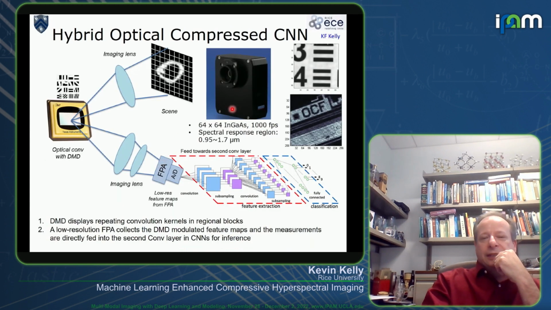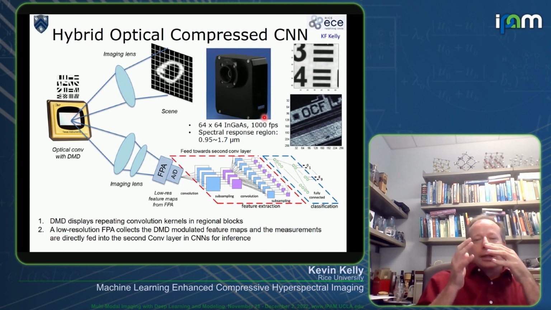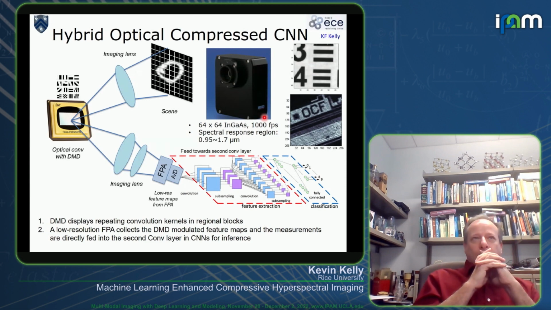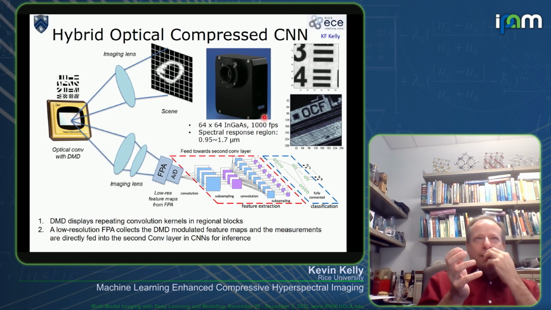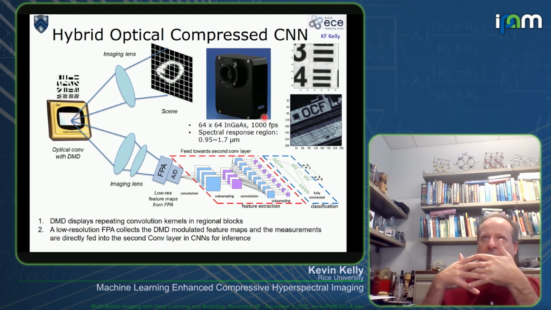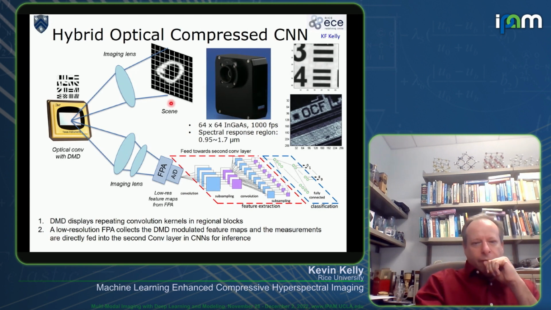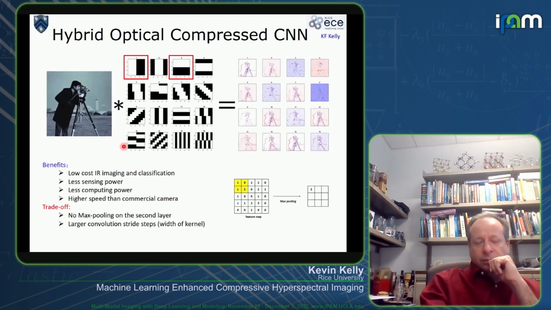The importance here is this 64 by 64 InGaAs camera. It takes 1,000 frames a second, so it's a neat little camera, but the problem is that it's only 64 by 64 pixels. If you wanted 256 by 256, that's a $50,000 camera. So if I can take a $2,500 camera and do $50,000 machine vision tasks with it, that's a great improvement. And that's what we did.